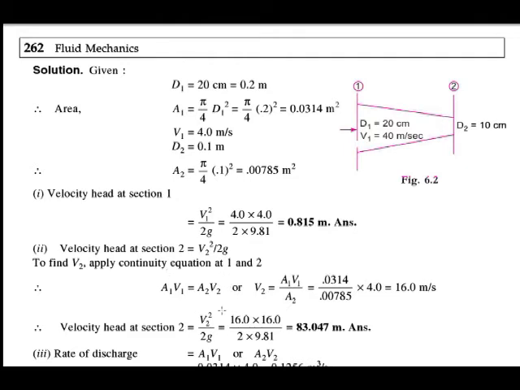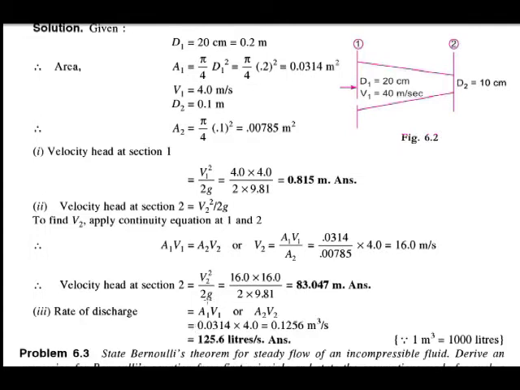So from the continuity equation, the formula for v2 is a1 v1 upon a2. Here a1 is 0.0314, a2 is 0.0785, and v1 is 4. We will get the value of v2 as 16 meter per second. So here we get the velocity at section 2. Now we can calculate the velocity head at section 2.